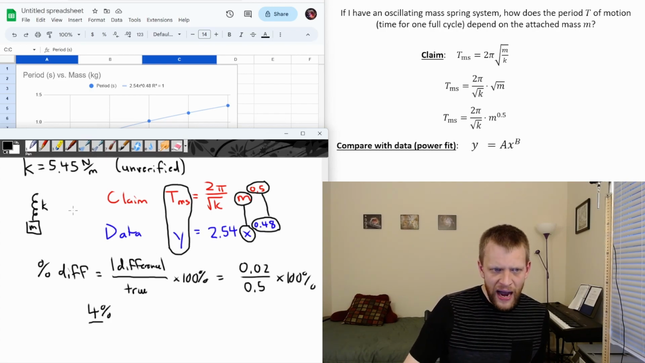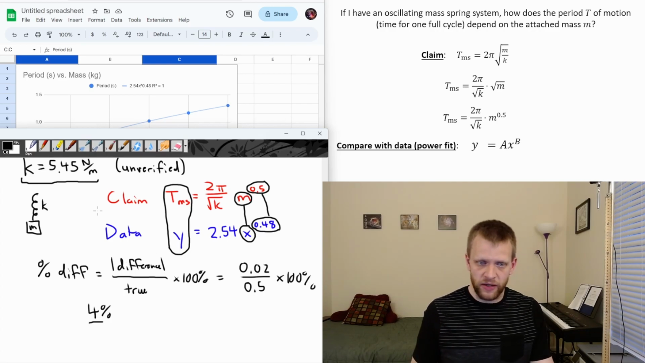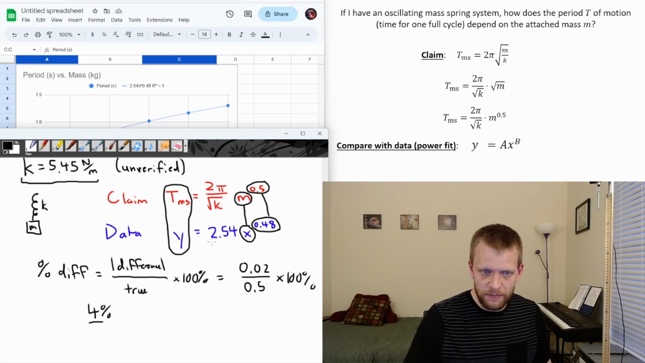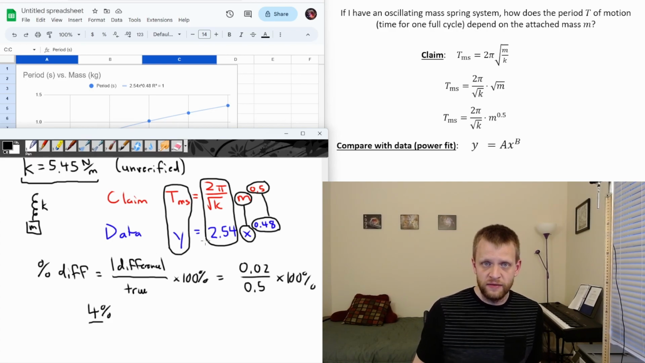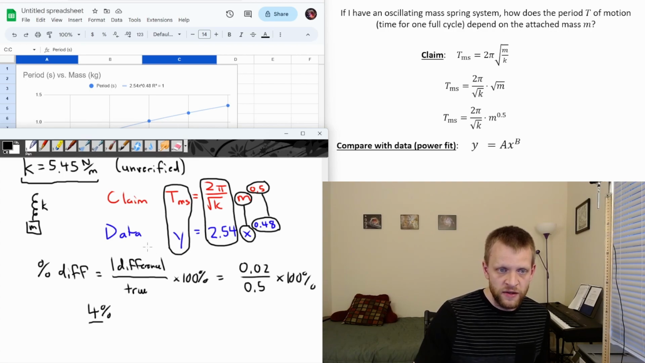But remember, our goal here was to test whether or not this spring constant is actually 5.45 newtons per meter. We wanted an independent way of verifying that. Well, let's continue this side-by-side comparison. So if we have this best fit value, this 2.54, that should match up with 2 pi divided by the square root of that spring constant. So let's see how those compare.